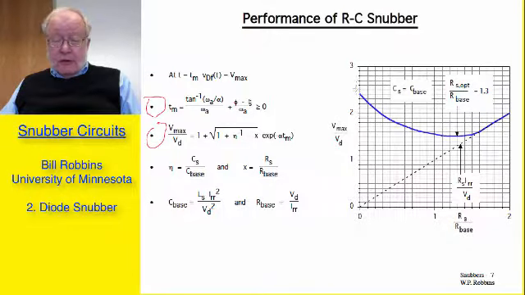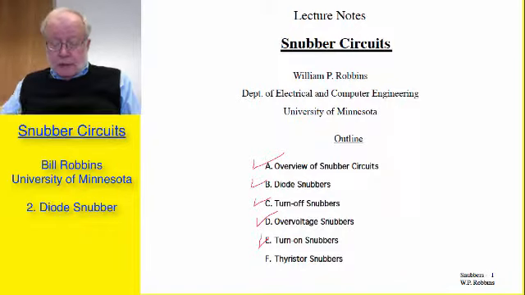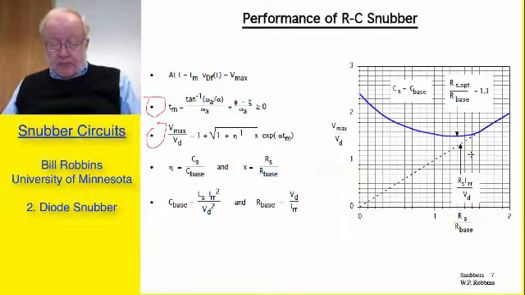I have plotted the normalized voltage as a function of Rs over R base, assuming that we are using the optimum value of resistance of about 1.3. And the minimum occurs at, whoops, I'm going too far here. I've got to get back to my slide. It occurs at Rs equal to 1.3 times R base, as I've indicated. That minimum is right in this area right here.